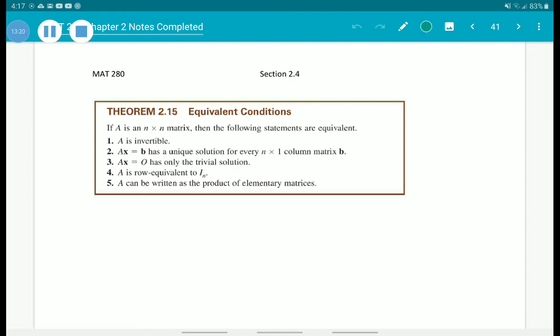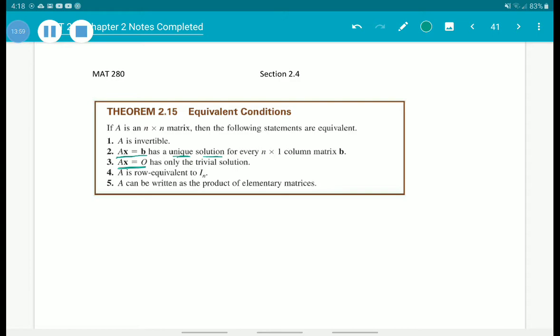So if A is invertible, then that's the same thing as saying that AX equals B has a unique solution. That also means that if we replace that B with 0, so that this is a homogeneous set of equations, then because there has to be one unique solution, the only solution would be the trivial solution. And remember, the trivial solution is when x is equal to 0, y is equal to 0, and z is equal to 0, if it were in 3 dimensions.